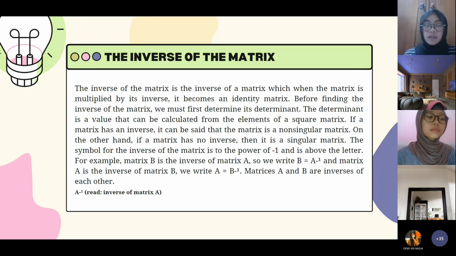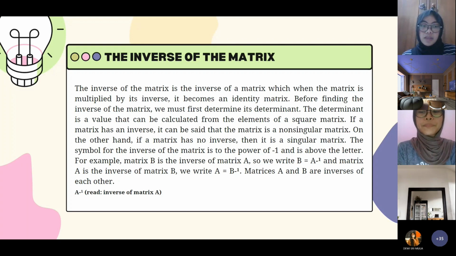Okay, the next operation is the inverse of the matrix. The inverse of a matrix is a matrix which, when the matrix is multiplied by its inverse, becomes an identity matrix. Before finding the inverse of the matrix, we must first determine its determinant. The determinant is a value that can be calculated from the elements of a square matrix. If a matrix has an inverse, it can be said the matrix is a non-singular matrix. On the other hand, if a matrix has no inverse, then it is a singular matrix.